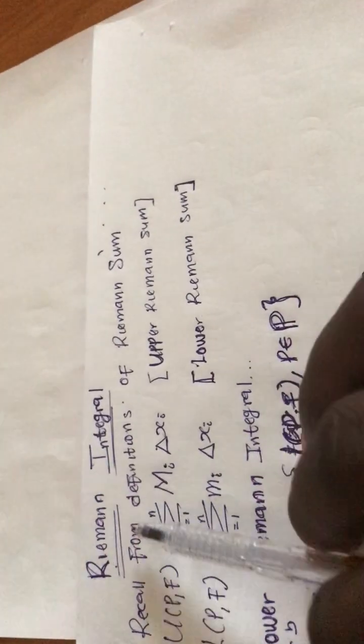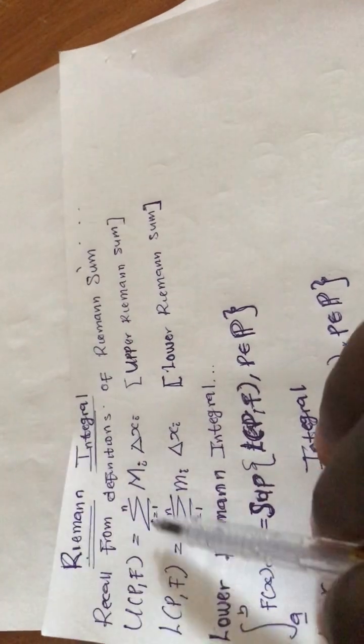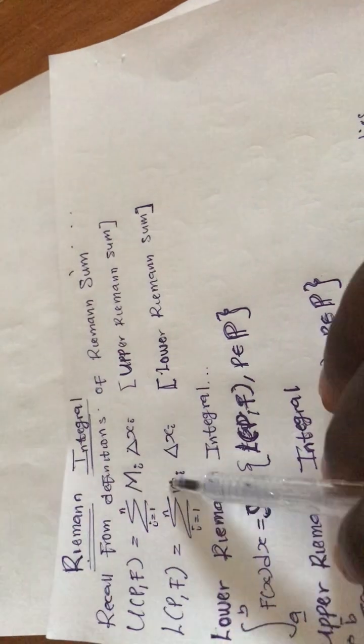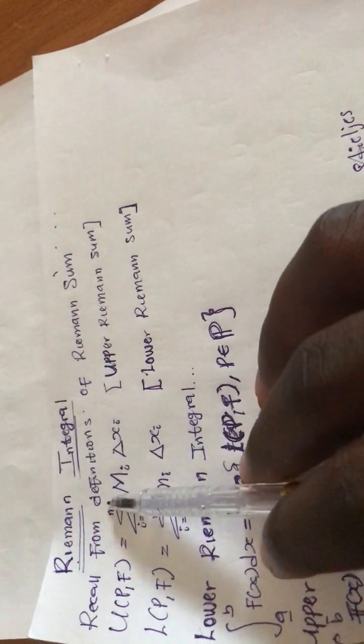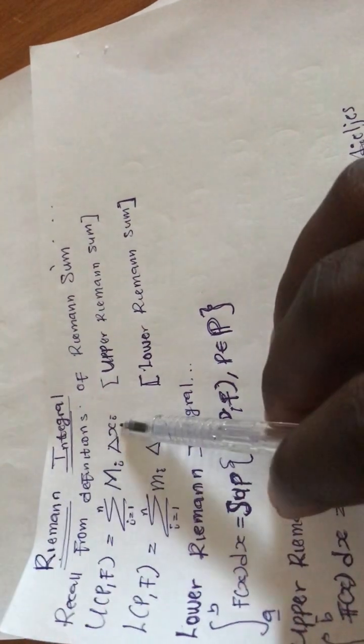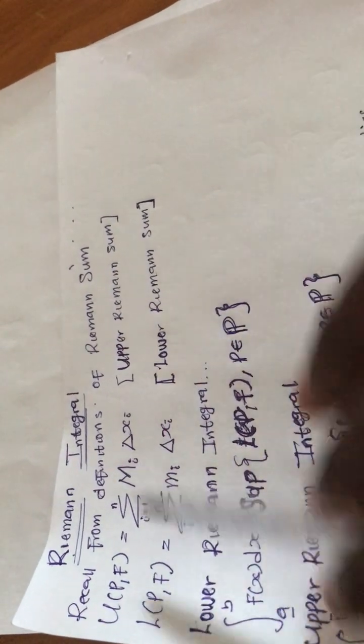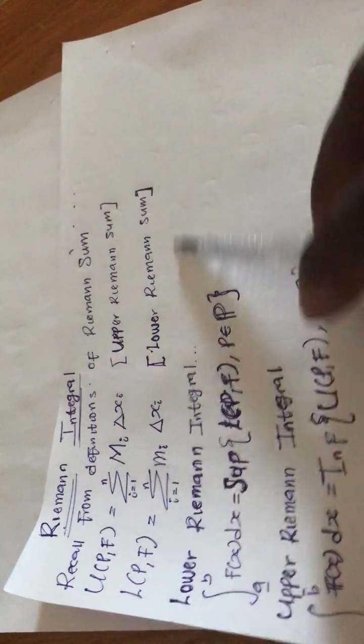Good day, guys. Today we are going to be talking on the Riemann integral. So let's recall from the definition of the Riemann sum. You can see the summation from i equals 1 to n of Mi delta xi, which is our upper Riemann sum, and we have our lower Riemann sum too.